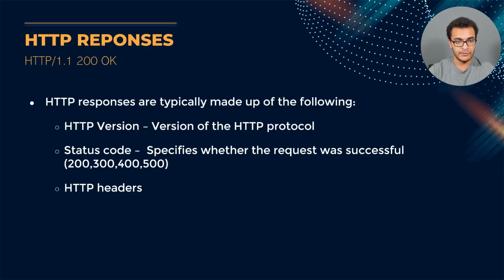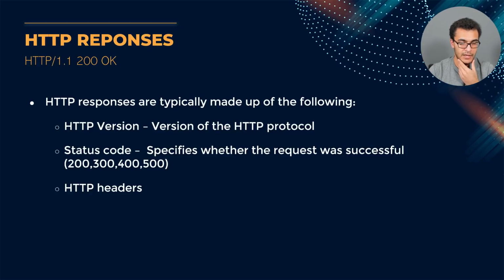You then have your HTTP responses. Now, HTTP responses are typically made up of the following. You have your HTTP version. That's the version of the HTTP protocol being used. You then have your status code, which is very, very important, which specifies whether the request was successful. So if you requested a resource that was indeed available, you'll get a 200 OK status code. You also have 300, 400, 500, and based on those responses, you can get an idea of what went wrong, or if it was successful, you'll be able to know that. And of course, we'll touch upon the status codes during the practical section.